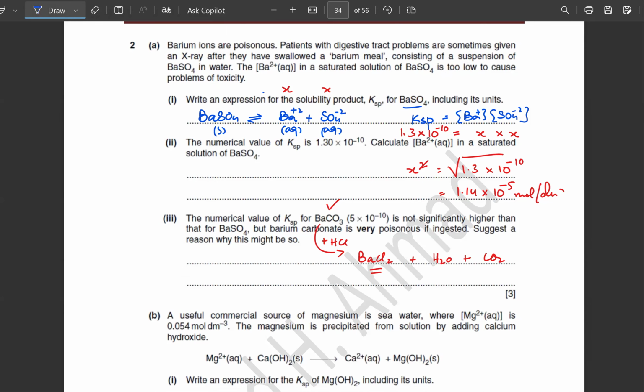Okay, so the reason it's very poisonous is because barium chloride will dissociate a lot. It will dissolve a lot and it will produce a lot of barium ions and Cl ions in the solution, and barium ions were poisonous. So which is why it's going to cause problems with toxicity. Okay. So this is what you're going to write. You're going to write that it will react with the acid in the stomach and it will form barium chloride, which is very soluble and it dissociates and produces a lot of barium ions. Okay. Is this part clear?